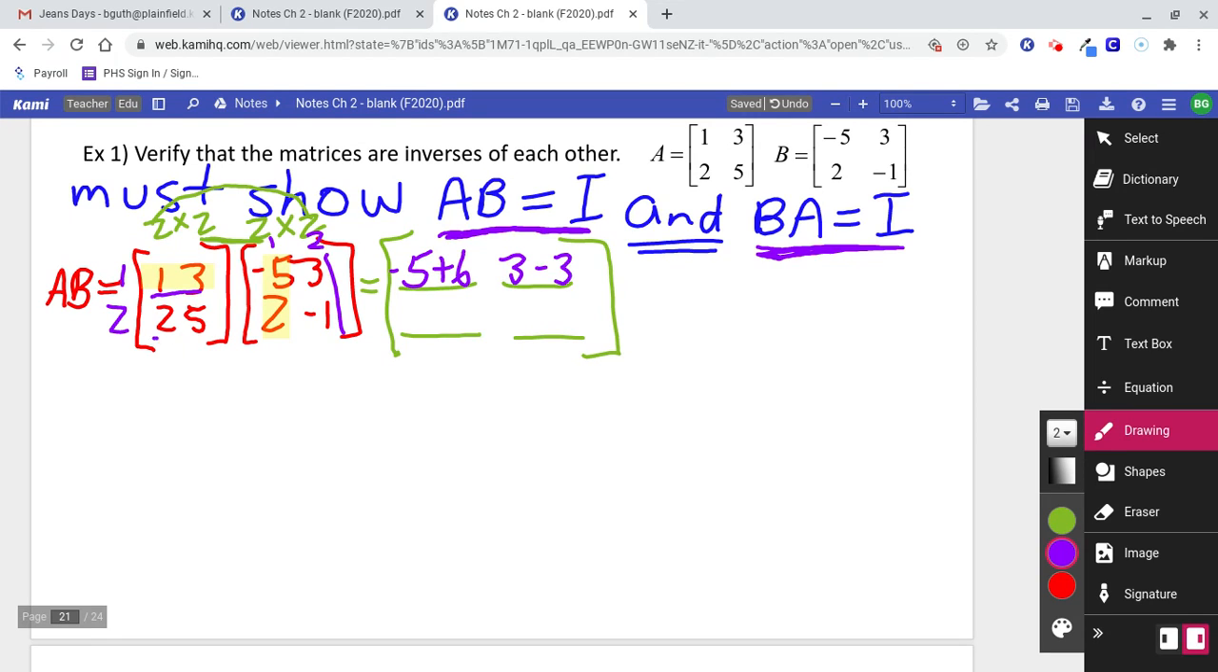I keep going. The second row times the first column. 2 times -5 is -10.